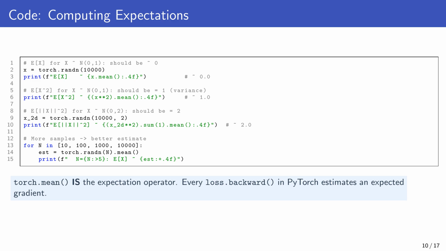Here is the connection to training. Every time PyTorch computes a mini-batch loss and calls backward, it is estimating an expected gradient via Monte Carlo. The mini-batch size is your sample count. Larger batches give smoother gradients, just like more samples give better expectation estimates.